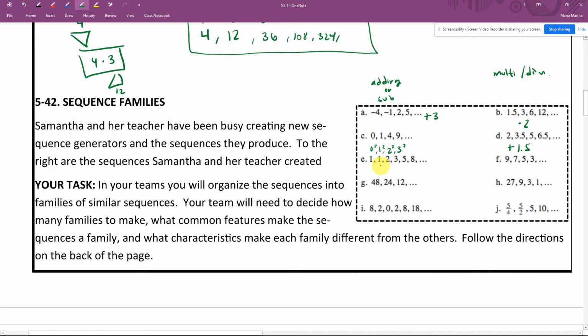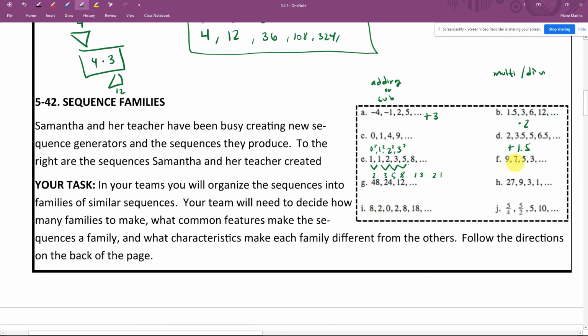And then for E, you have 1, 1, 2, 3, 5, 8. To generate this sequence, you actually have to add the two consecutive terms to get the next term. So 1 plus 1 gives you 2, and then 1 plus 2 gives you 3. 2 plus 3 gives you 5. 3 plus 5 gives you 8. 5 plus 8 gives you 13, and then 8 plus 13 gives you 21.